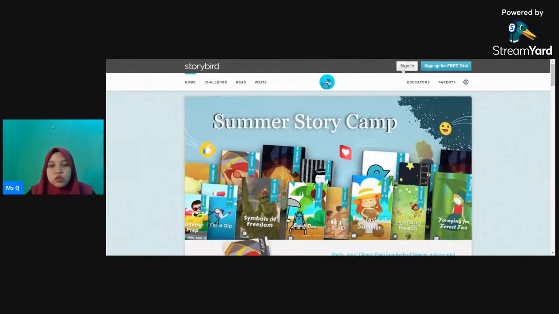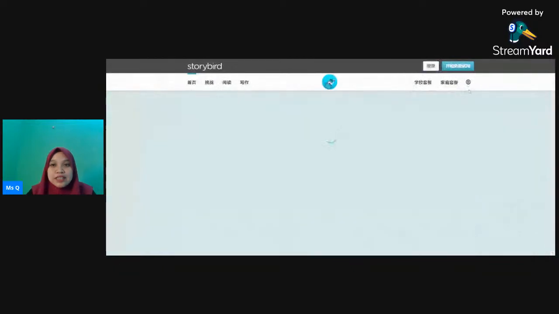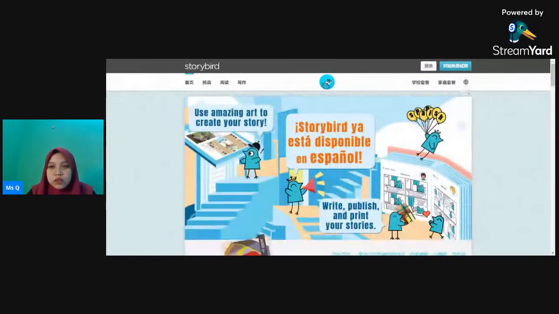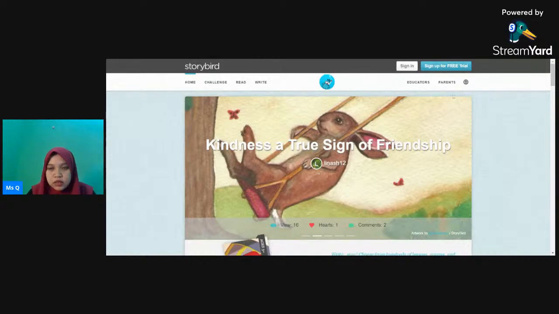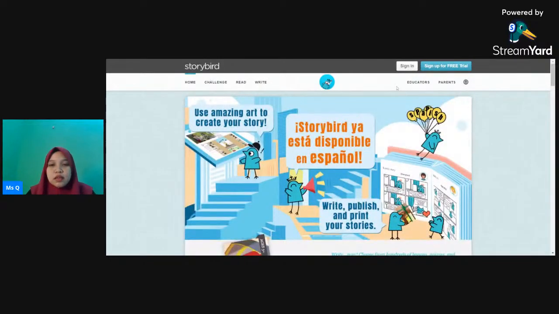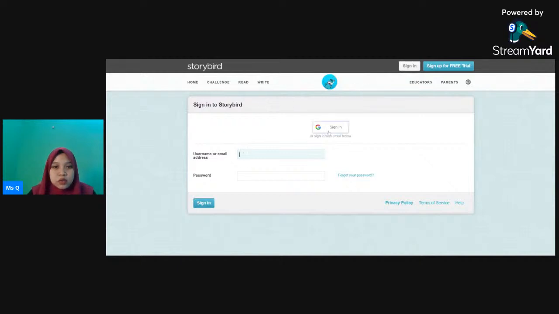Okay, sometimes when you sign in to Storybird, they come out like this. They come out in Chinese. So if you want to change the language setting, you can just go to the globe icon there, and then choose English. So what you need to do is sign in first. You can sign in using your Google account, because you already have one, easier.